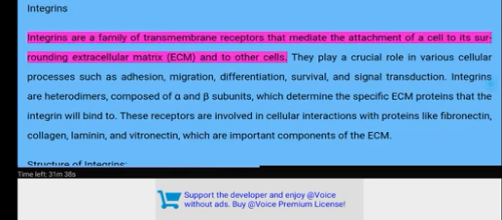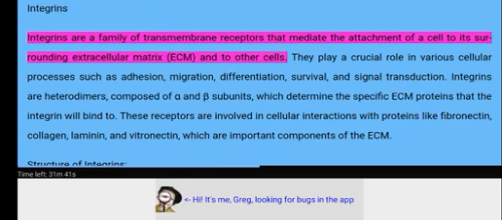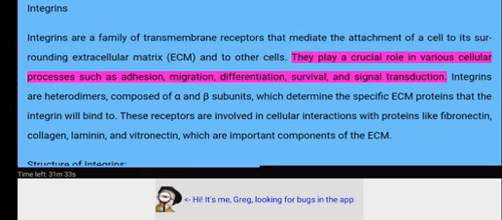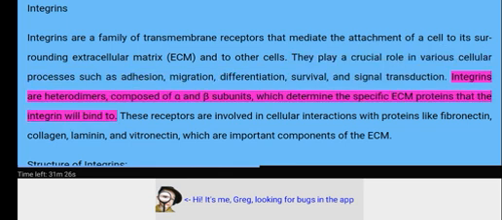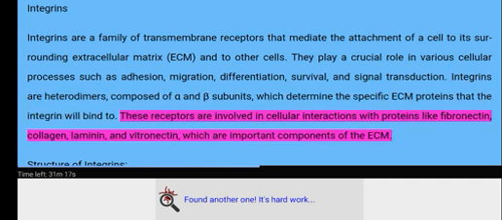Integrins. Integrins are a family of transmembrane receptors that mediate the attachment of a cell to its surrounding extracellular matrix, ECM, and to other cells. They play a crucial role in various cellular processes such as adhesion, migration, differentiation, survival, and signal transduction. Integrins are heterodimers, composed of alpha and beta subunits, which determine the specific ECM proteins that the integrin will bind to. These receptors are involved in cellular interactions with proteins like fibronectin, collagen, laminin, and vitronectin, which are important components of the ECM.